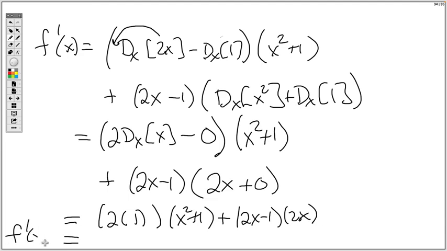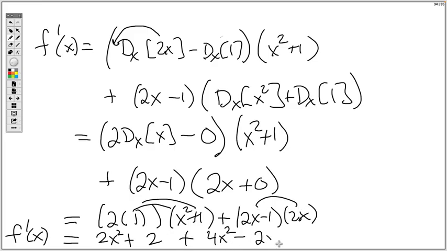And then if we clean up here using the algebra, let's see what we get. We got a 2x squared plus 2, plus a 4x squared minus 2x. So when the dust settles, how many x squared do we have when it's all said and done? Six. How many x's do we have? And then what's the constant? Okay. Make sense or not, folks?